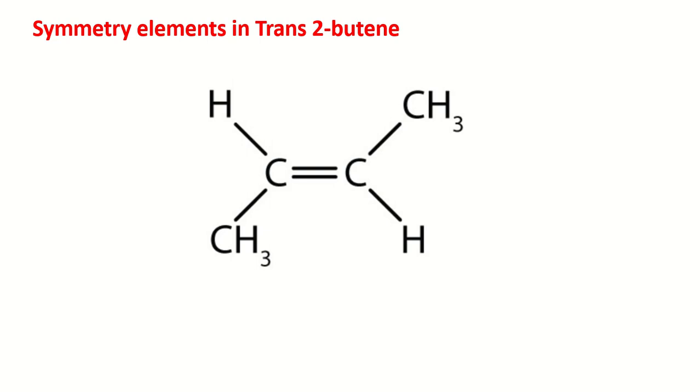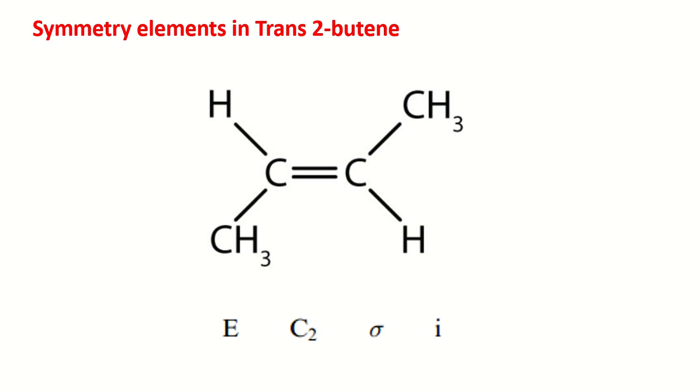So far we have found four symmetry operations in this molecule: identity, C2, sigma, and inversion center. So this is all about the symmetry operations and elements in trans-2-butene.